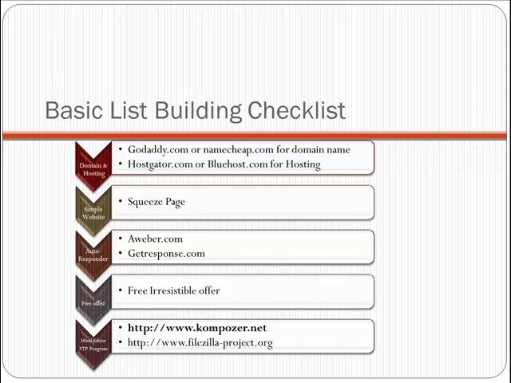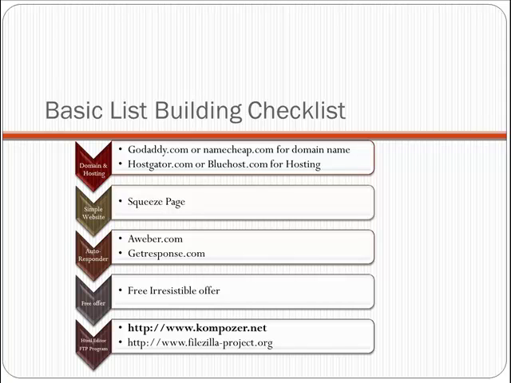You're going to need your autoresponder. I recommend Aweber or GetResponse. This is going to help you automate and set up your follow-up process. You're going to need that free, irresistible offer. You're going to need an HTML editor. We're going to be talking about editing and creating that squeeze page.